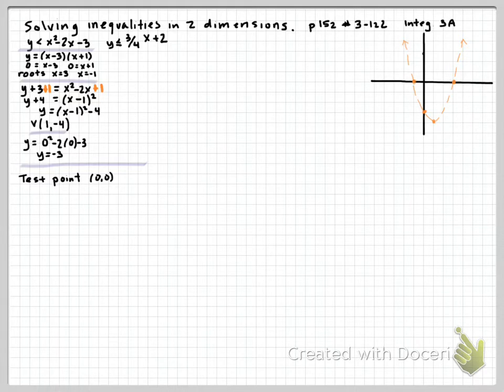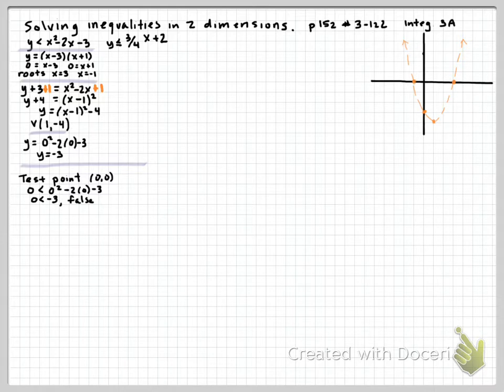Always pick a point not on the graph that you just graphed. So (0, 0) is not on my graph, and I'm going to plug in (0, 0). Really, you could plug it into any form of the quadratic that you want. I'm going to plug it into the original standard form. And notice I get a false. Because I get a false, I'm not shading at (0, 0). So I'm not shading up on the parabola. I'm going to shade below.